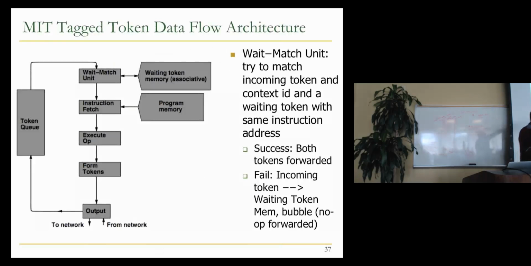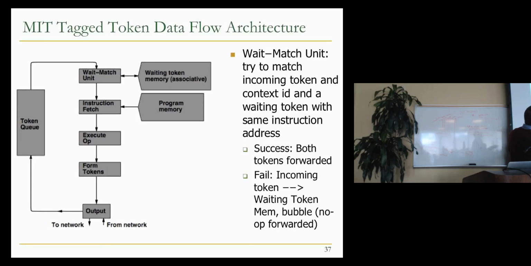So this is one example. This is MIT tag token data flow architecture. It looks very similar. Basically, it's good to start from here. When you execute an operation, you form tokens. Those tokens go to the token queue, and they get queued up over here, because these memories can take a long time. And they go to wait match units.